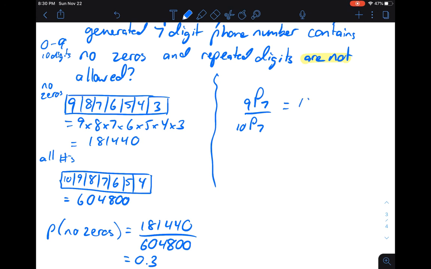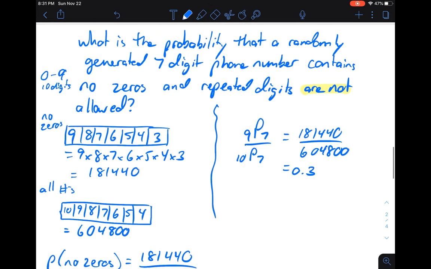So this works out to 181,440 over 604,800, which gives you 0.3. But it's a lot simpler. It's a lot easier calculation. In your calculator, you literally just punch in 9 pick 7 divided by 10 pick 7. You're going to get 0.3 and you're done. So that's a simpler way of working this question out.